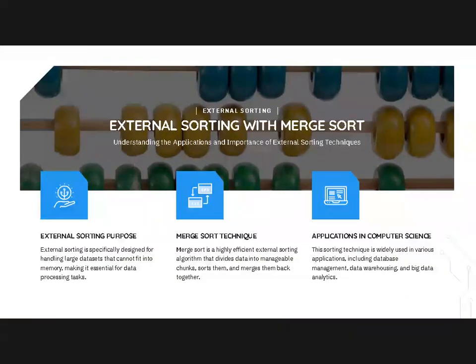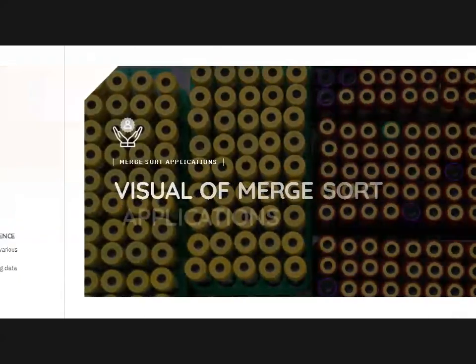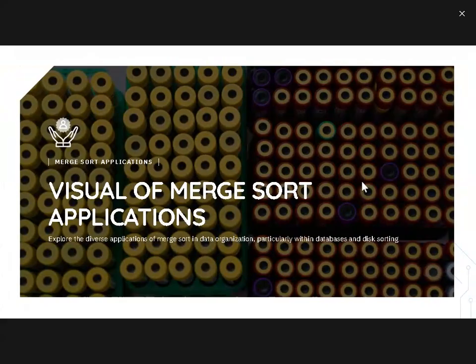So it is effectively used in computer science, especially for database management, data warehousing, and big data analytics. For big data analytics, merge sort is one of the major and basic foundations. Merge sort works by the concept of divide and conquer. Big data also works by the concept of divide and conquer, and by distributed concepts. Next, we will see how merge sort works for a sample input.